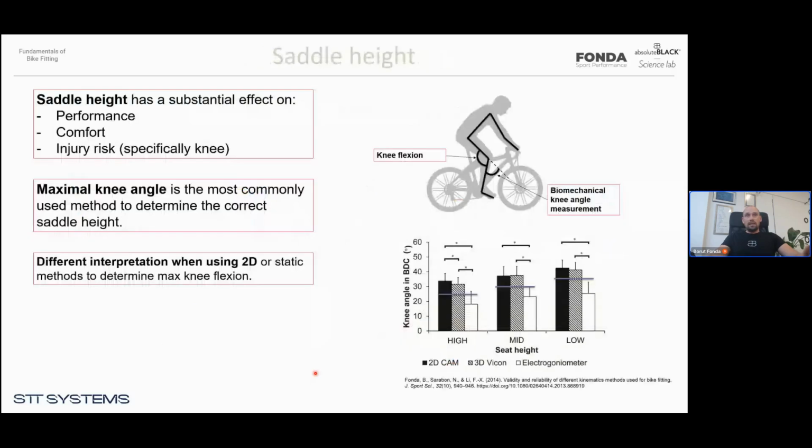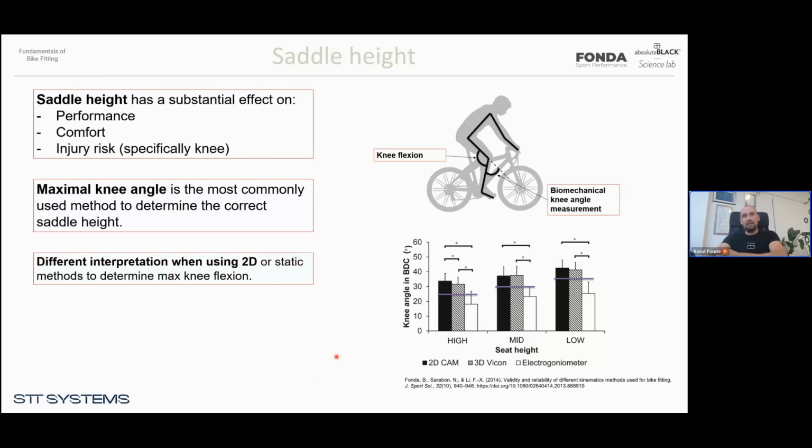So saddle height, I would say, is the first thing that comes to my mind when we speak about bike fitting. Saddle height has been shown many times in scientific literature to have a direct, substantial, significant effect on performance, on comfort, and especially on injury risk. Mainly the knee joint is the one that's most affected. And in bike fitting, if we have to pinpoint one parameter that's going to dictate your saddle height, it's going to be set based on the maximal knee angle.